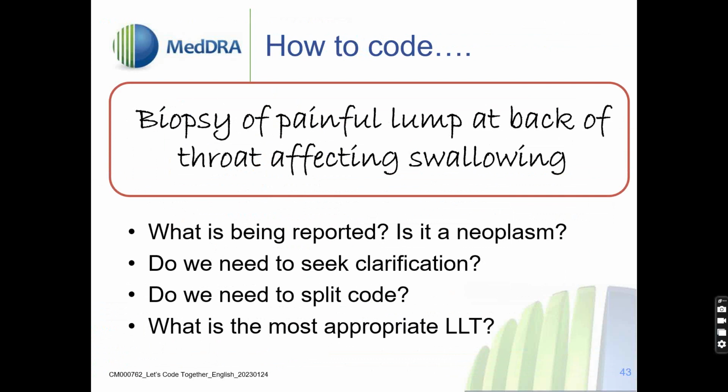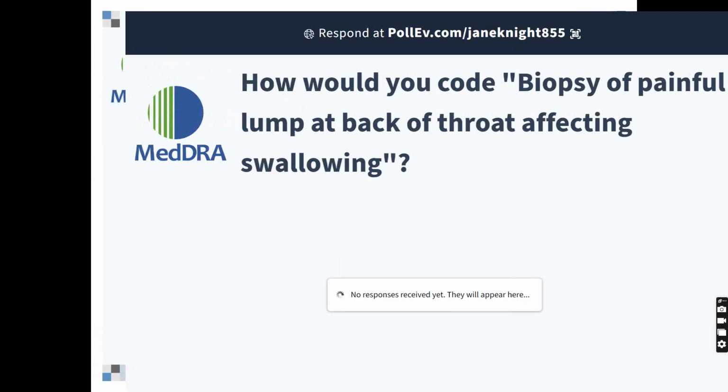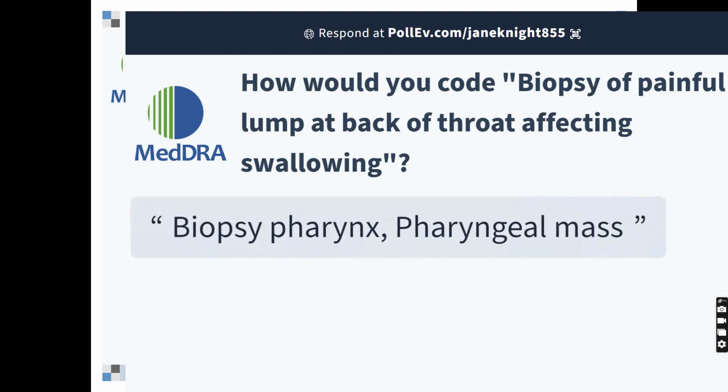So do we need to split code this? And what would be the most appropriate LLT or LLTs? What would you code this one to? Another free text for you now. I'm making you work, not always giving you the multiple choice. What would you code this one to? Somebody's in there straight away.